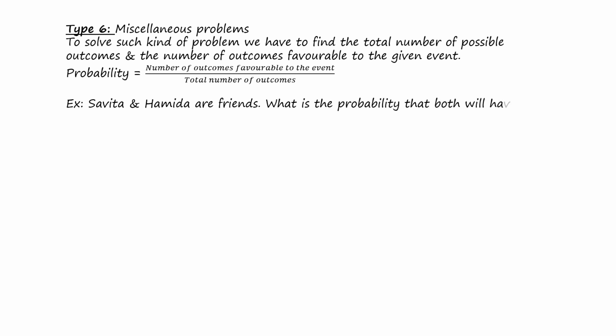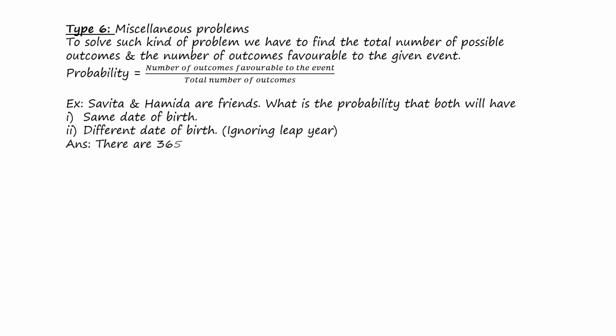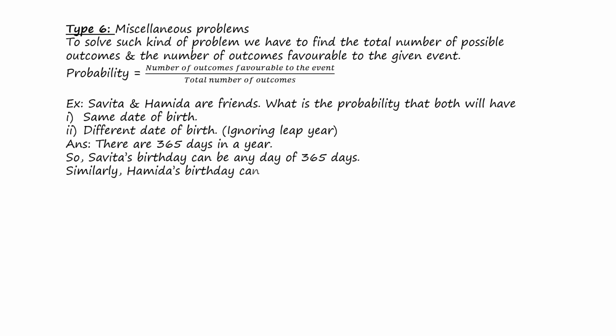Savita and Hamida are friends. What is the probability that both will have the same date of birth, and that they will have different dates of birth, ignoring the leap year? There are 365 days in a year, so Savita's birthday can be any day of 365 days. Similarly, Hamida's birthday can also be any day of the 365 days. So here, the total number of outcomes is 365 into 365.